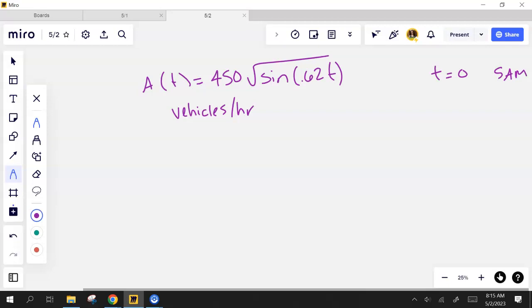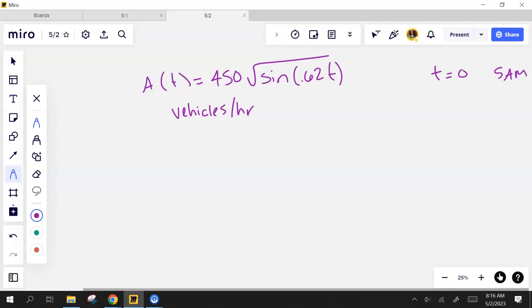Write but do not evaluate an integral expression that gives the total number of vehicles that arrive at the toll plaza from 6 a.m. Oh, how nice, and they give us the t values there. I bet everybody in 2019 messed up on that, and that's why now they define it. All right, from 6 a.m., t equals 1, to 10 a.m.